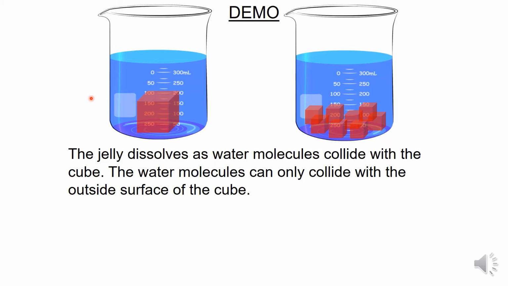And the reason it does this is that the jelly dissolves as the water molecules collide with the jelly cube. But the water molecules can only collide with the outer surface of the cube. So the water molecules collide with the outside of the cube, dissolving that outer surface, at which point the water molecules can get to the layers of jelly underneath.